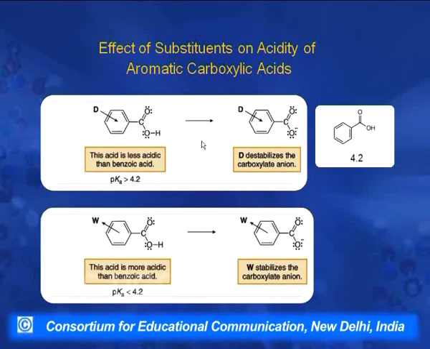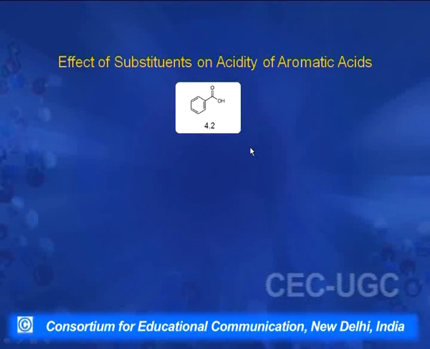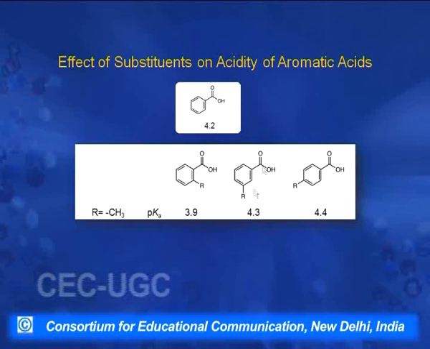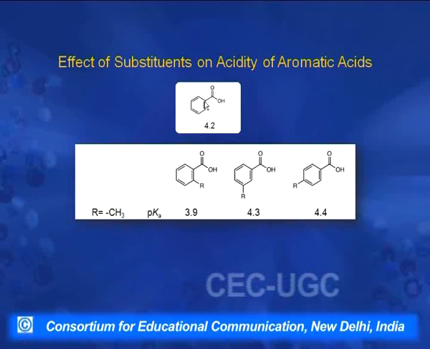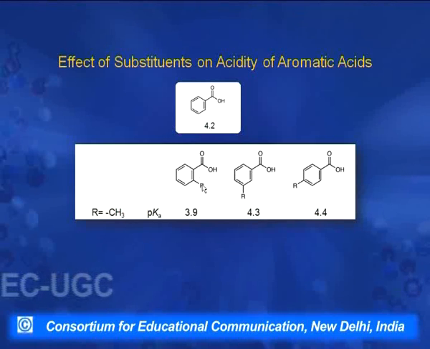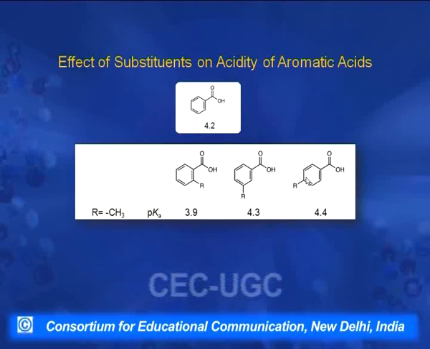more than 4.2. And if there is an electron withdrawing group, which is represented by W, anywhere in the ring, obviously it will withdraw electrons, so it will stabilize the corresponding carboxylate anion more, and what will happen? It will become more acidic. So the pKa value will be less than 4.2. Let us see the pKa values of some substituted benzoic acid derivatives. Say this is benzoic acid with pKa value 4.2, and it is substituted by some group at ortho position, meta position and at para position.